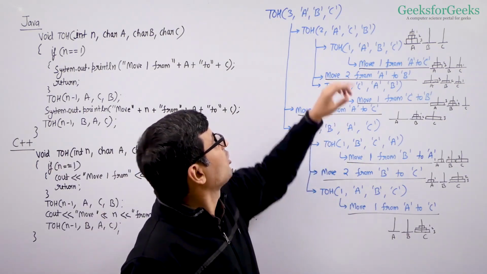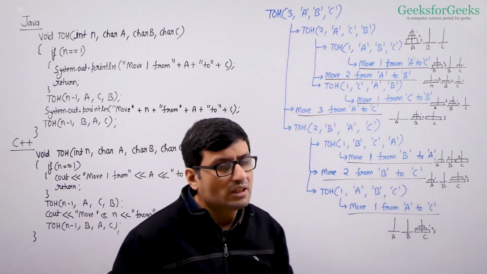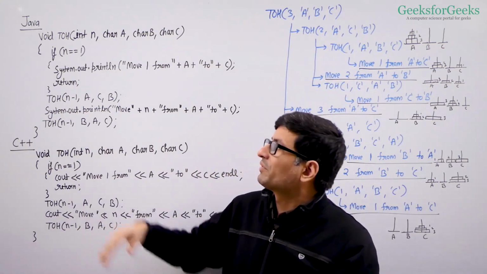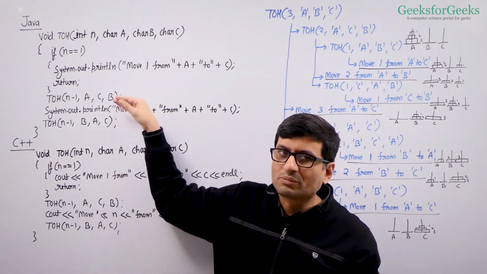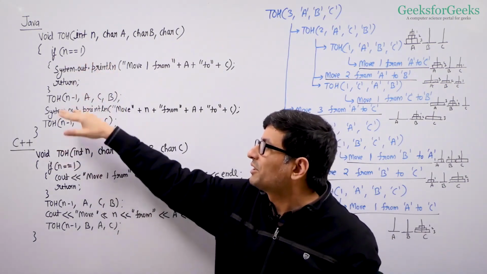Now in this recursive call, when you call for 3, A, B, C, it begins its execution from the first line. It checks n is not 1. So it does not go into the base case, and comes out of it to here.